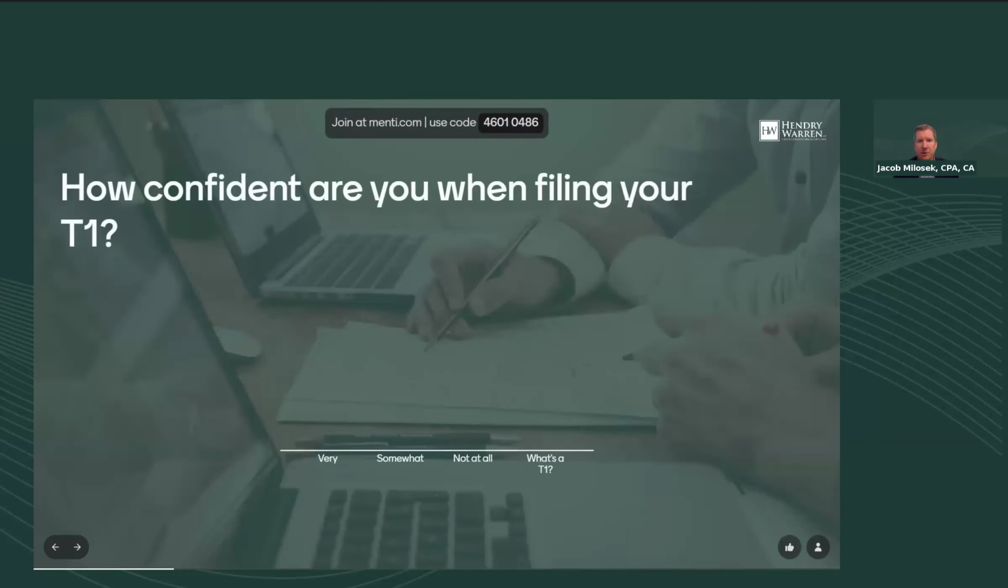So with that, we'll go into our first Menti question. Our first question says, how confident are you when you file your personal tax return? And I should preface this question. I know that there's a lot of Henry Warren clients on the presentation today. So even if you personally aren't confident, hopefully you're confident in us, maybe in helping you with your filing. So we'll just give a few seconds for some of the answers to roll in.